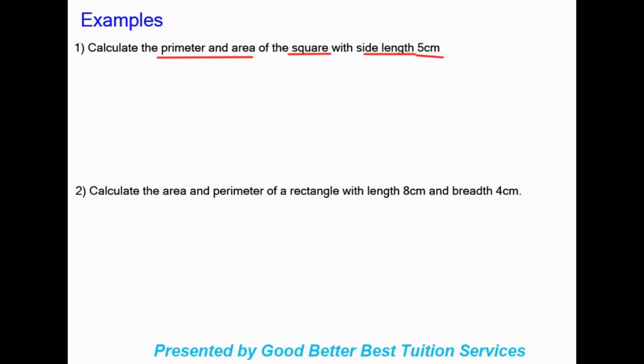So all we're going to do is bring down our equation, which we know. So we're going to do perimeter first. So remember, perimeter for a square is 4s. Okay, and we're already given the side length of 5 centimeters, so we'll just substitute in s, which is the side. So we'll say 4 times 5, which will then give us our final answer of 20 centimeters. Now moving on to area.